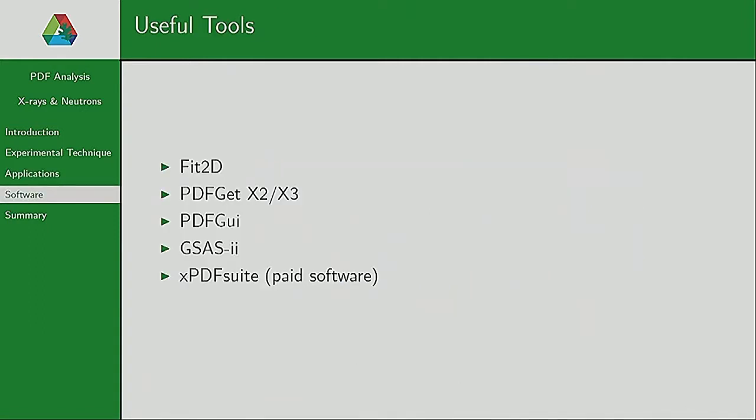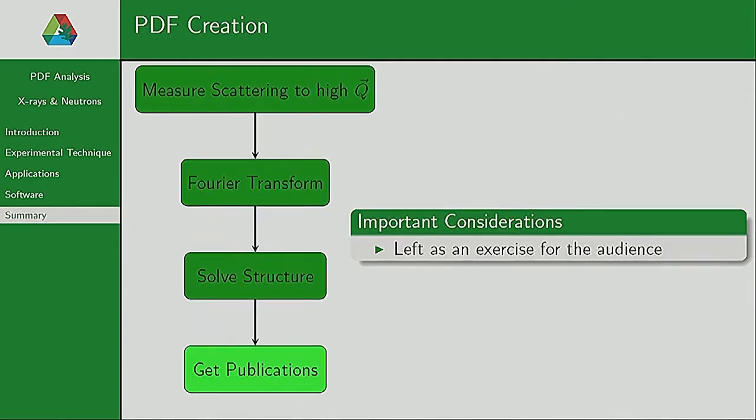And so there are a lot of useful programs and tools that you could use to analyze PDF data. Some are better than others, like some are better for amorphous samples and some are better for crystalline samples, and so you just kind of have to figure out which is the best for your data. And that pretty much wraps it up. So we've gone through how to get your PDF, and all that's really left is to take your structure and get it published, which we'll leave for you guys.